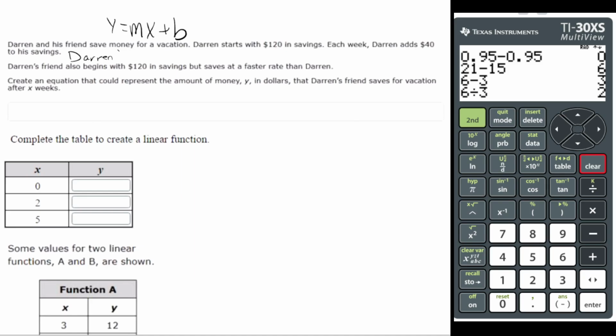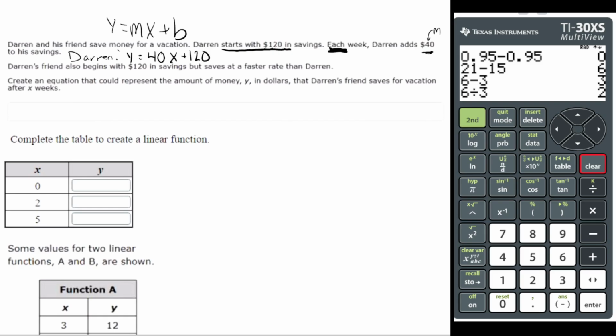he starts with $120. It says starts with. So that means if we have y equals, our starting value is b. Every week, each is one of your keywords for slope, each week, Darren adds $40 to his savings. So 40 represents our m, our rate of change. So you're going to plug in 40.